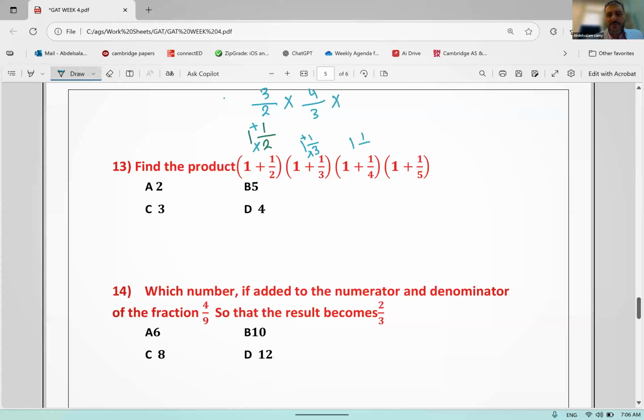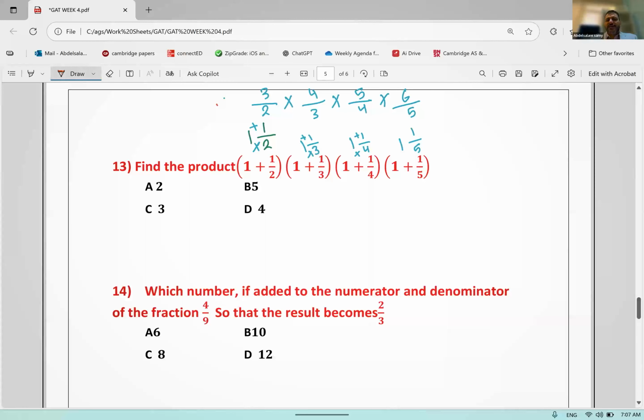Again, 1 and 1 over 4. You might say, "Mister, okay, I know." I have to write 4, and 4 times 1 is 4 plus 1, 5. And the last one, try to calculate it quickly. I tell you, it's 1 and 1 over 5. So the denominator will be 5, and here it will be 6.